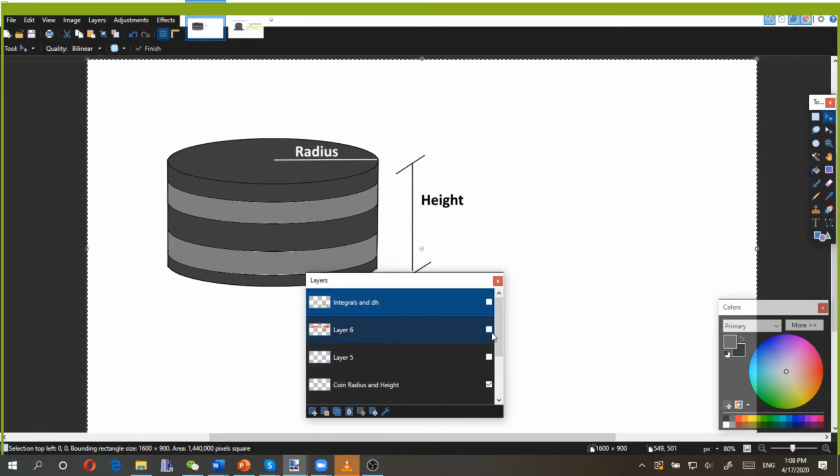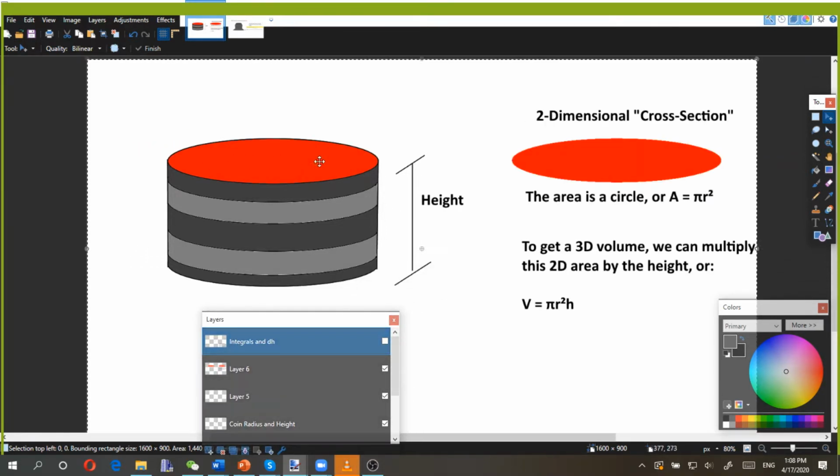Okay, so it would look something like this. If I took one two-dimensional cross-section, so if you were to cut this horizontally, then you would end up with a two-dimensional shape. That shape would be a circle, since we've got a series of coins here. The area of that circle would be pi r squared. To get a three-dimensional volume, I could then multiply that two-dimensional area, pi r squared, times h. So that's how much height we have total for the shape. Any questions so far?